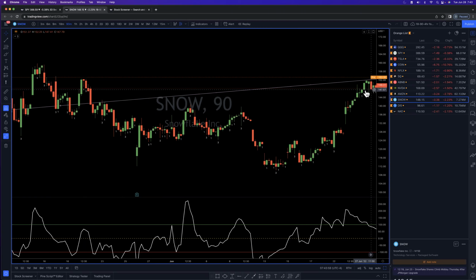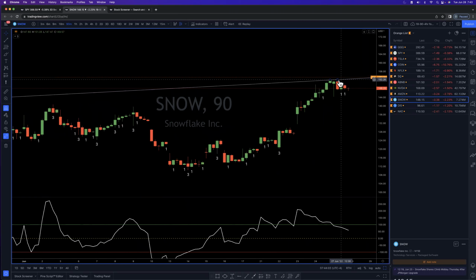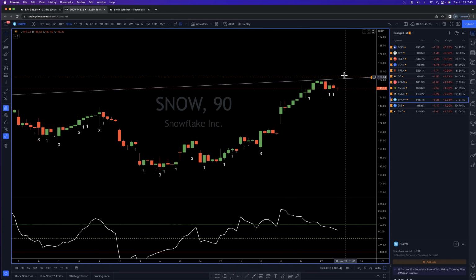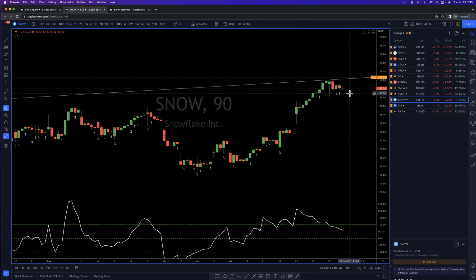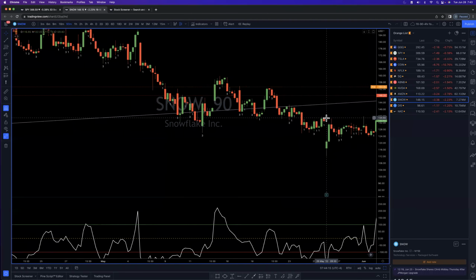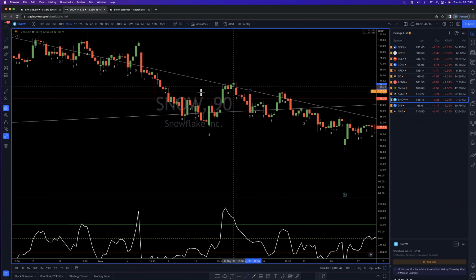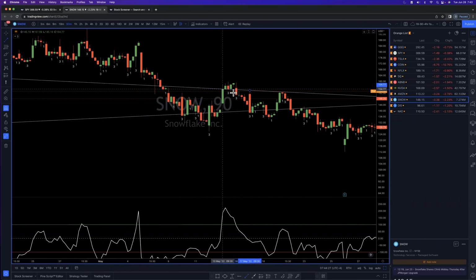All right, looks like it's going to be this guy, 152. So we'll draw our broadening formation from the high here to this high. And the move is above this trend line, we'll look to go long. Now, because price is already trading above this range, we'll draw another broadening formation off this inside bar back to the next highest low in this range.